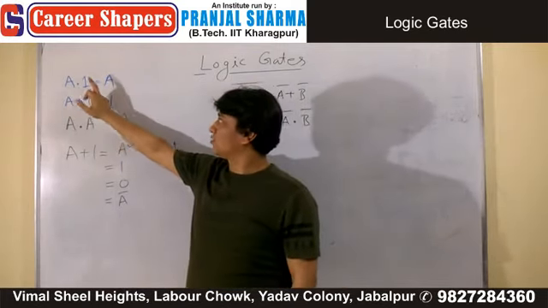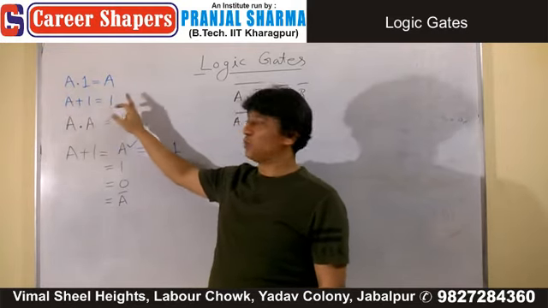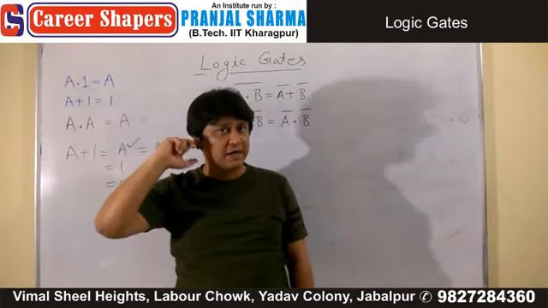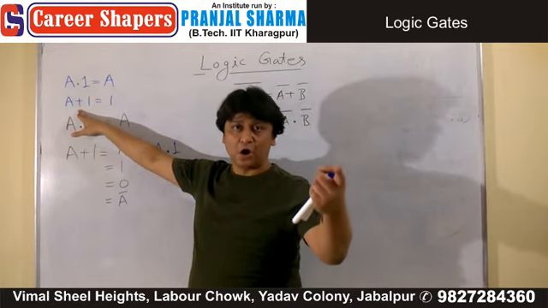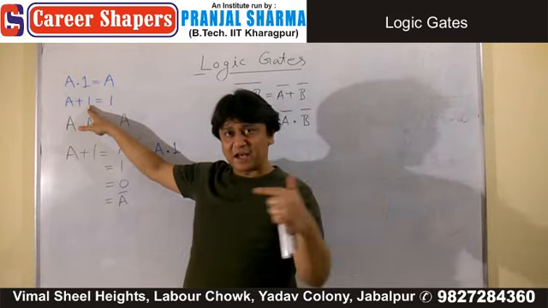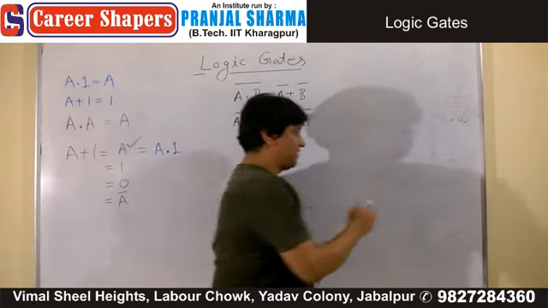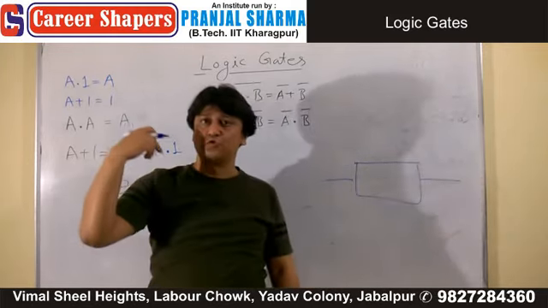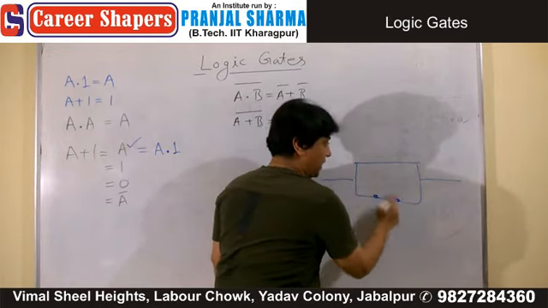A dot 1 is A. A plus 1 is 1. It's very simple to remember in statement form. Plus means or. You already have a current in a branch. If you already have a current, and somebody wants to visualize, then I'm giving you this. This is already 1.